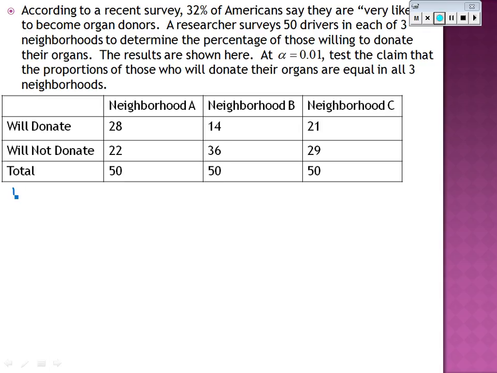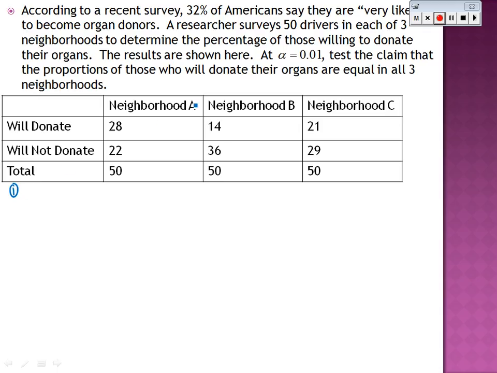So the first thing we have to do is state our hypotheses. And you guys are going to like these hypotheses much better than we've been doing for the last couple tests. They're not nearly as wordy. I know with our goodness of fit test, and now with our independence test, they get a little bit wordy. These we're going back to some symbols.